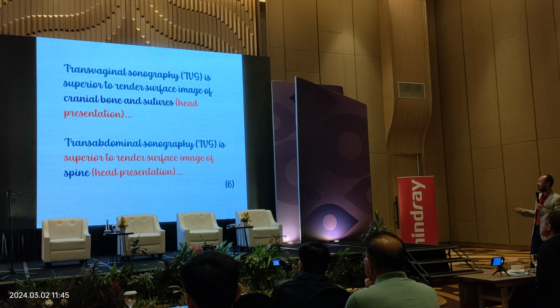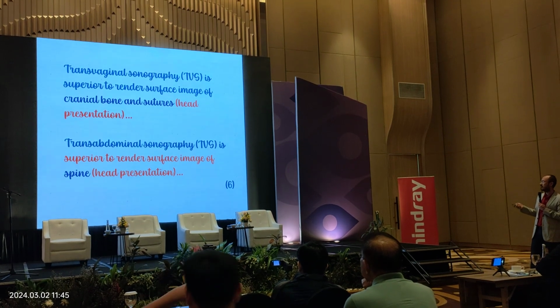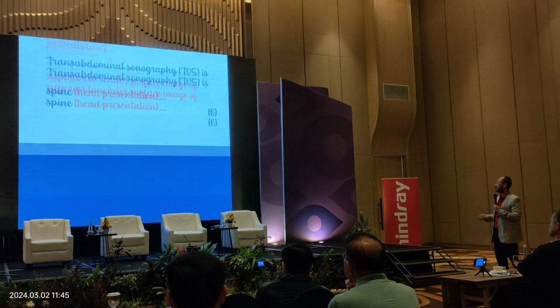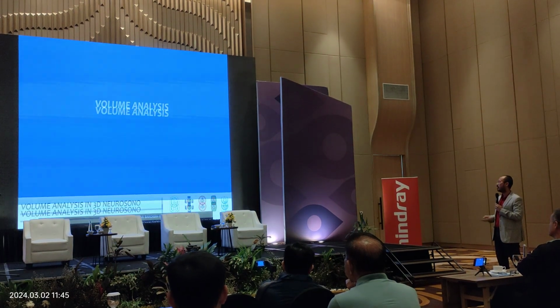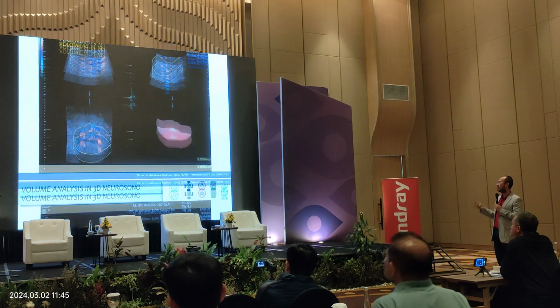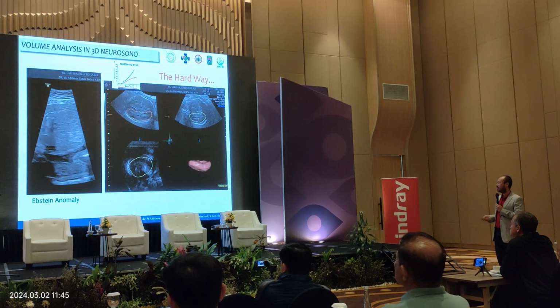Transvaginal sonography is superior to transabdominal if we want to see the spine, and if we want to see the cranial bone, sutures and head presentation, transvaginal is superior for making a render image. The last one is volume analysis. You can see here measuring the placenta and measuring the volume, VI, like this. I'm going to make it quick, the placental architecture.